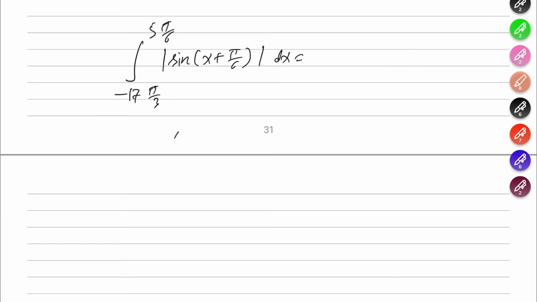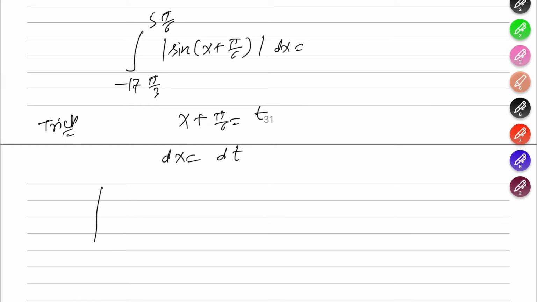But what if the limits are non-integral multiples of pi? In this case, the trick is, so mind the trick. What is the important trick? Trick means not formula, trick means the concept. That means x plus pi by 6 is equal to t, so that becomes dx is equal to dt.